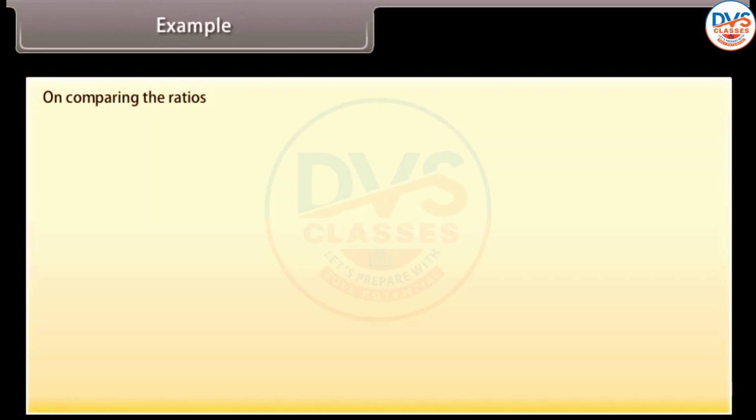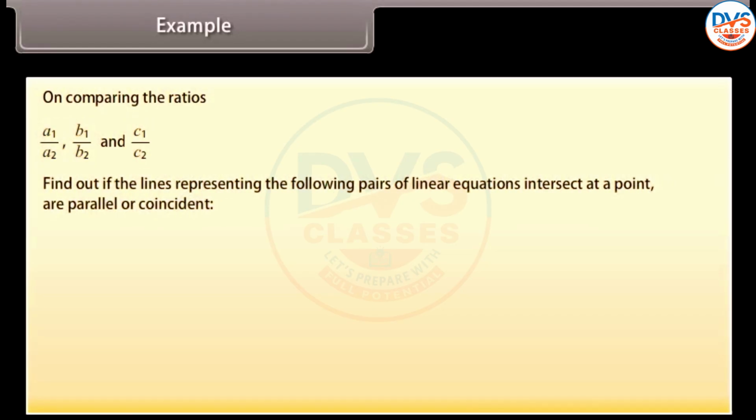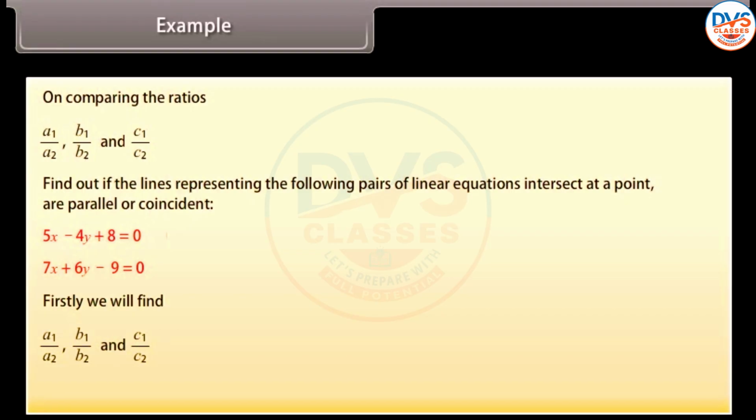Example. On comparing the ratios a1/a2, b1/b2 and c1/c2, find out if the lines representing the following pairs of linear equations intersect at a point, are parallel or coincident. 5x - 4y + 8 = 0, 7x + 6y - 9 = 0. Firstly, we will find a1/a2, b1/b2 and c1/c2 and then compare them.